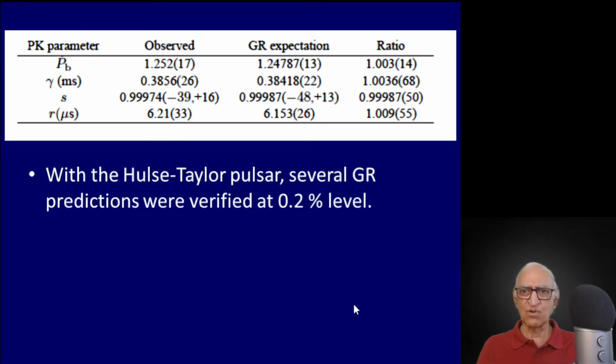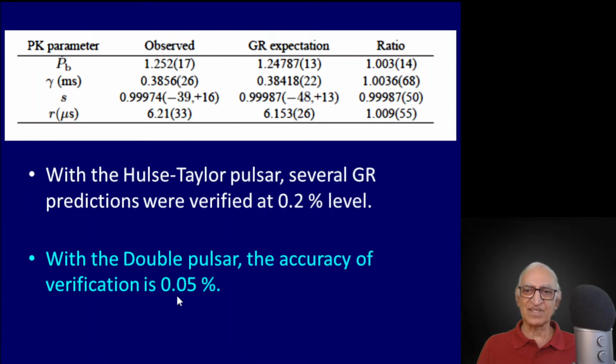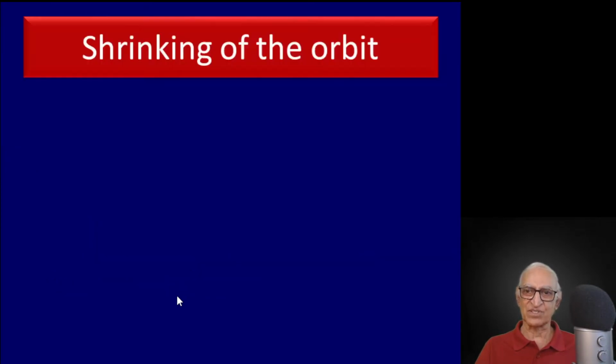So I won't bore you with all this table, but let me quickly summarize. With the Hulse-Taylor double neutron star system, where you see only one pulsar, that is the 7.8-hour binary, the various predictions of general relativity, I've just given one or two, precession of the periastron of the orbit and the Shapiro delay, various predictions have been measured, and the predictions have been verified to a level of 0.2%. Pretty good. Now, using the double pulsar, all these predictions have been verified to the level of 0.05%. So that's spectacular success in verifying the predictions of general relativity using the double neutron star double pulsar system.